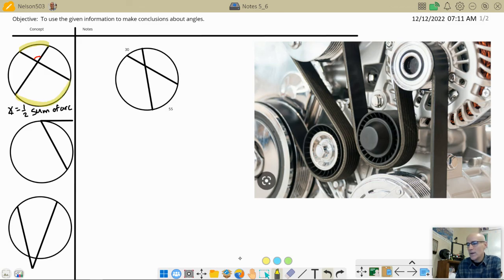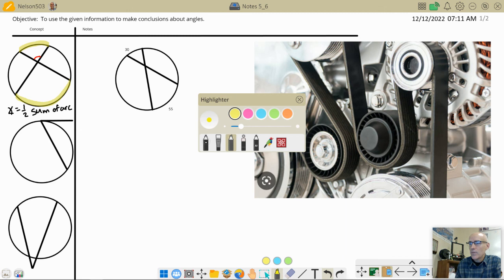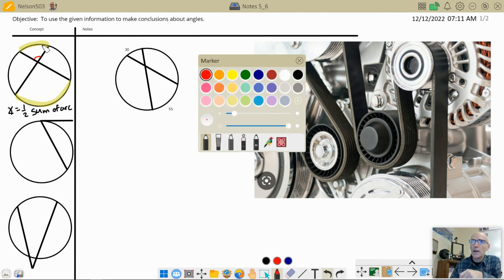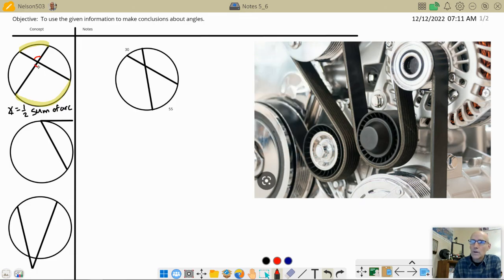Now you might say, wait a minute, no, it's not, Nelson. The angle is only intercepting that top yellow highlighted one. But remember, they're vertical angles. So this is the same as that angle right over there. Like if they ask us to find this angle right here, it's the same as finding this angle right down here, right? So they're vertical angles.